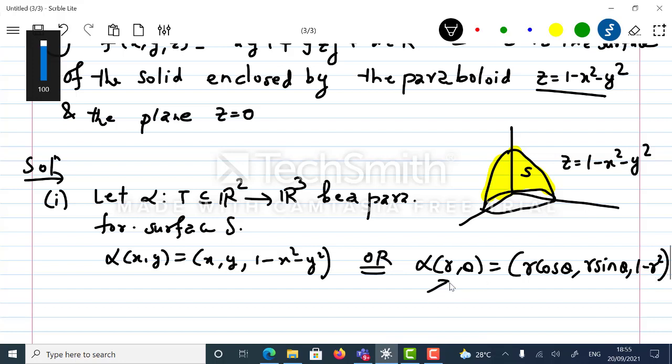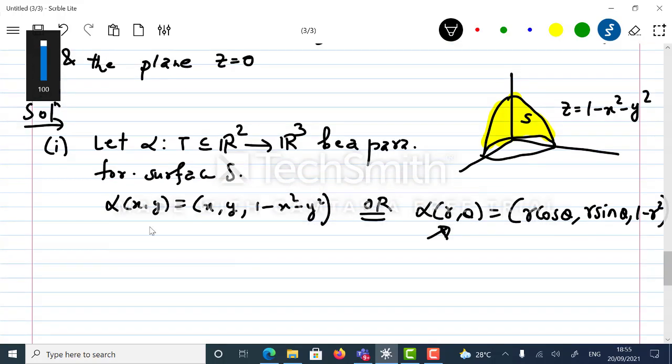I will use this because even if I do the other, when I take the projection, my projection will be a disk whose radius is 1, and then again r will be 0 to 1 and theta will be 0 to 2 pi.